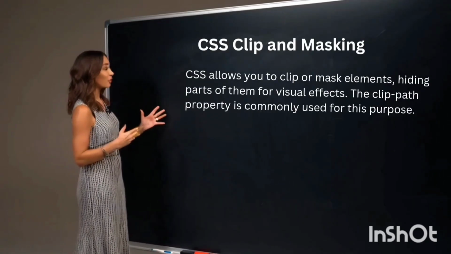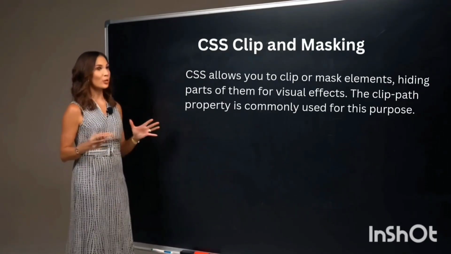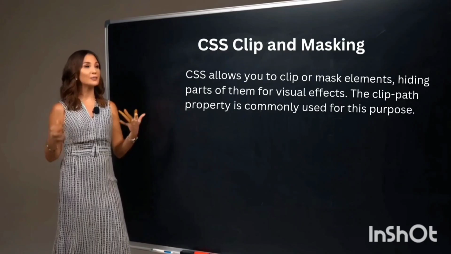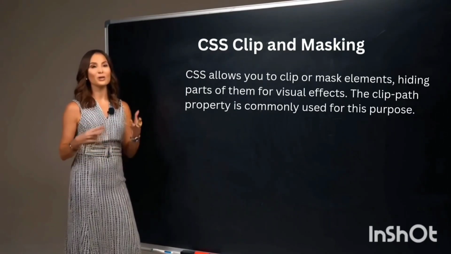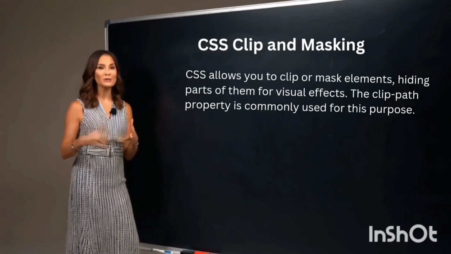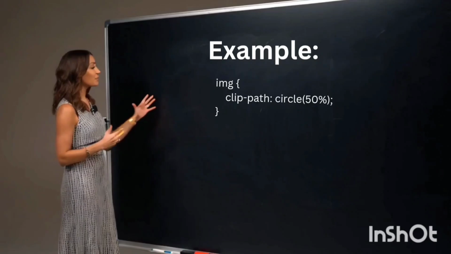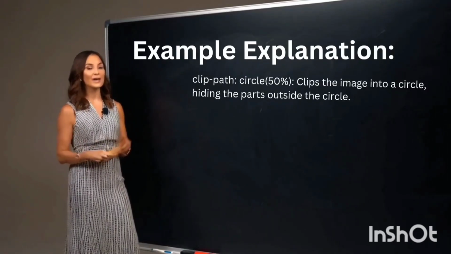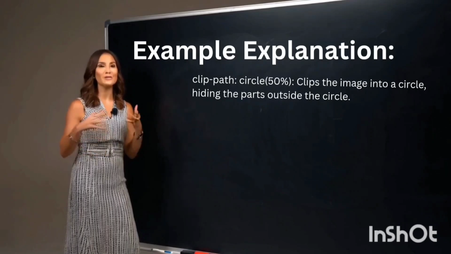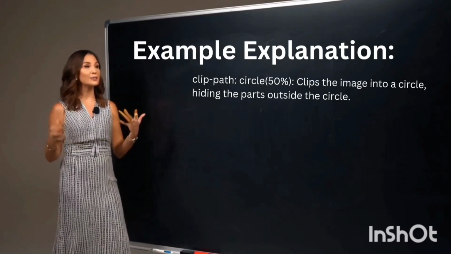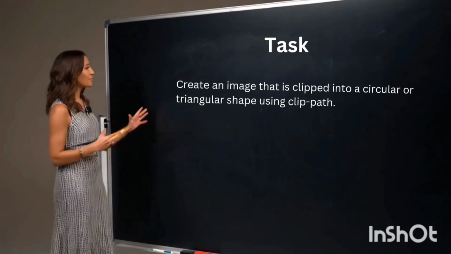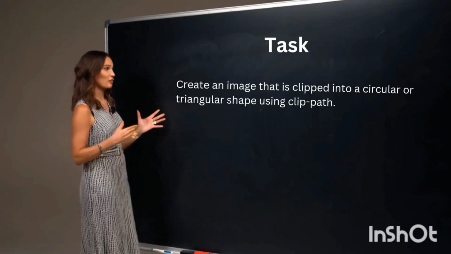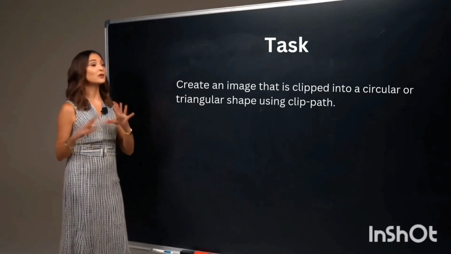CSS clip and masking. CSS allows you to clip or mask elements, hiding parts of them for visual effects. The clip-path property is commonly used for this purpose. Example, explanation. clip-path: circle(50%) clips the image into a circle, hiding the parts outside the circle. Create an image that is clipped into a circular or triangular shape using clip-path.